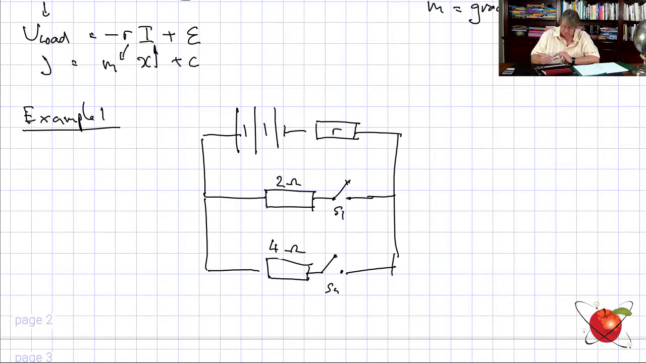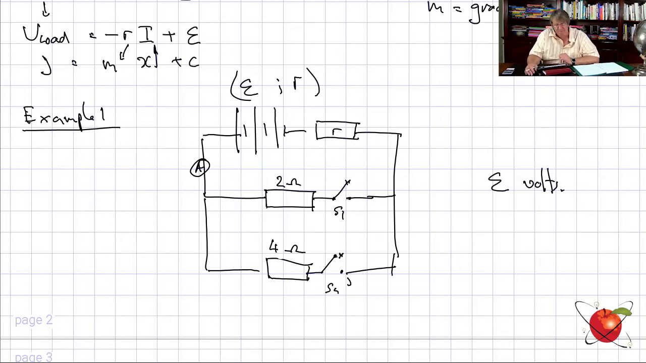Let's put in the ammeter over there. Then they say a voltmeter is placed across X and Y. What does it read? Well, it reads the EMF and r. So a voltmeter would read E volts. We don't have a number, but it reads E volts. Now they say switch S2 is closed and the ammeter reads 2 amps, and 4 amps when S1 is closed.